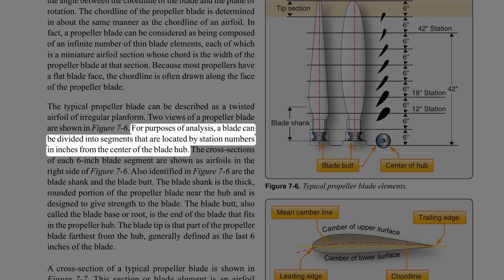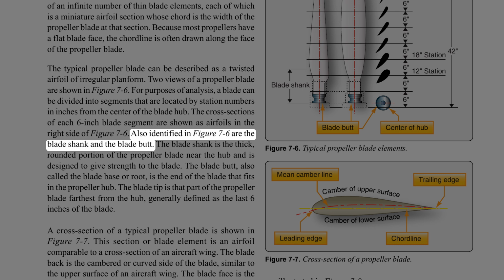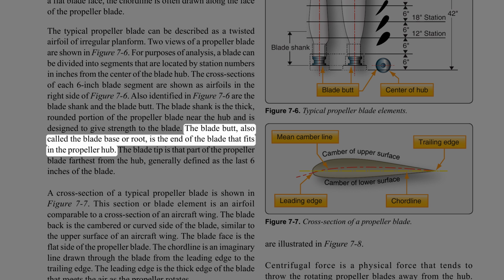For purposes of analysis, a blade can be divided into segments that are located by station numbers in inches from the center of the blade hub. The cross-sections of each 6-inch blade segment are shown as airfoils in the right side of Figure 7-6. Also identified in Figure 7-6 are the blade shank and the blade butt. The blade shank is the thick, rounded portion of the propeller blade near the hub and is designed to give strength to the blade. The blade butt, also called the blade base or root, is the end of the blade that fits in the propeller hub.